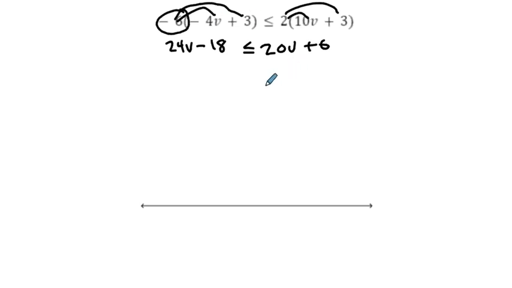And so now we will pick our side to work with. I think it would make more sense to move the variables over on this side, because we've got 24 here, we've got 20 here. So let's subtract 20v from that side, and then because we did it on one side, we'll do it to this side. And that gives me 4v minus 18 less than or equal to 6. Okay, now we're going to add 18 to both sides.